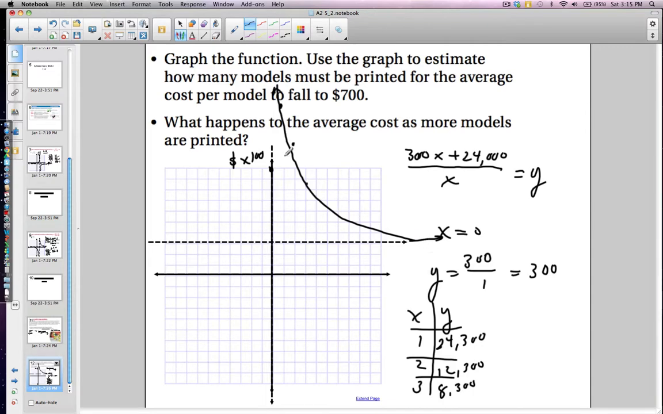So when you think about this, what happens to the average cost as we make more models? You can see that the more models I make, the lower the average cost becomes. So it's going to become lower.